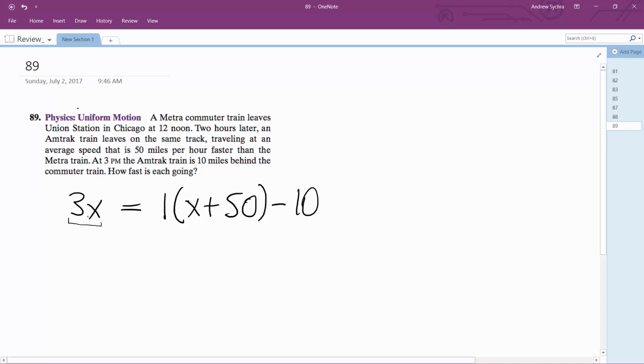When the Metra train completes its round, at 3 p.m., it's 10 miles ahead. This sets it, even though it's behind, this minus 10 sets it equivalent to, so that way we can figure out what x is. So 3x is equal to x plus 50 minus 10, plus 40.